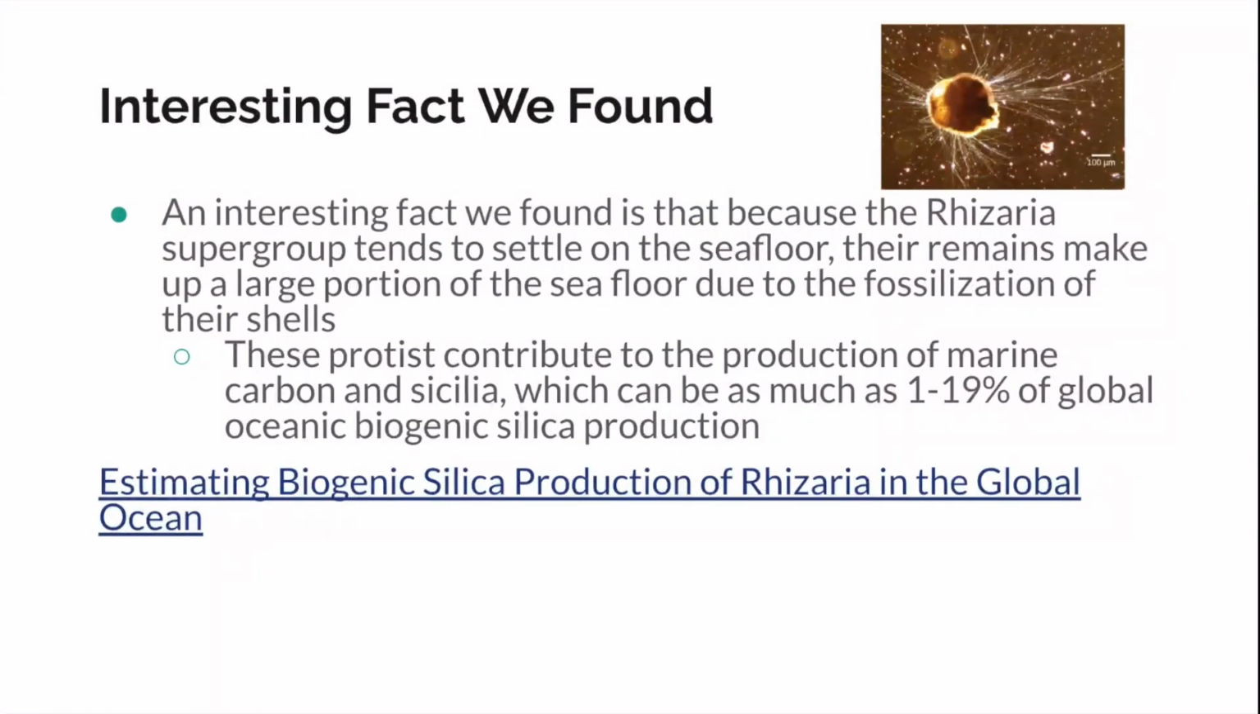So the interesting fact we found is that the Rhizaria supergroup, they're made up of marine protists, and they tend to settle on the sea floor. Their remains make up a large portion of the seafloor due to the fossilization of their shells. These protists contribute to the production of marine carbon silicia, which can be as much as 19% of global oceanic biogenic silicia production.